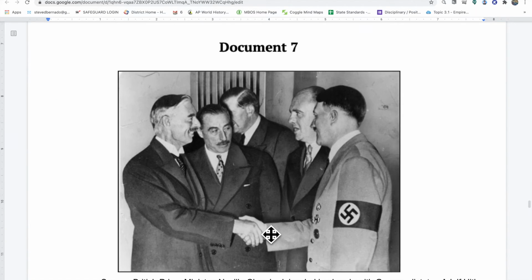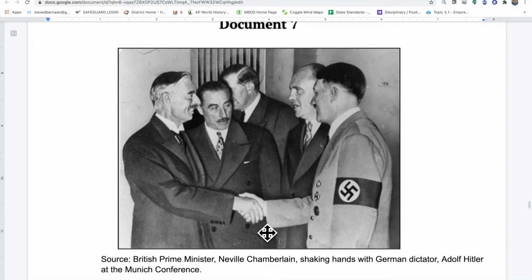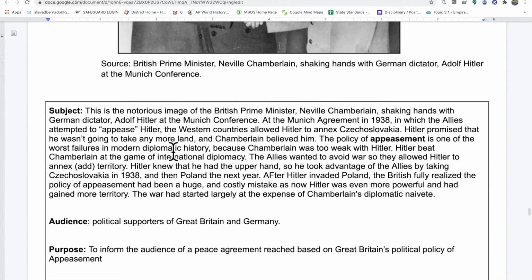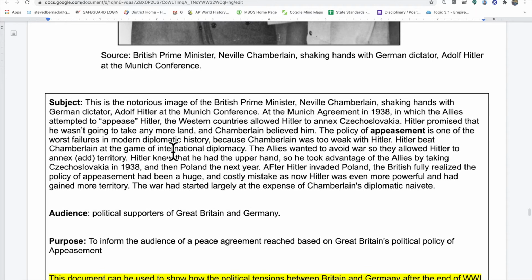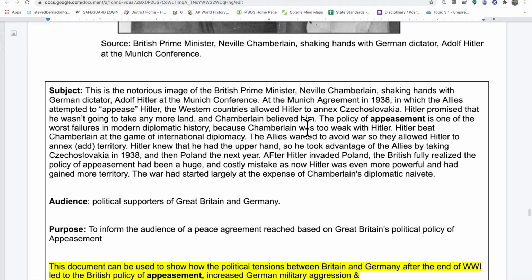Finally, in document 7, the famous Munich conference where Neville Chamberlain and Adolf Hitler shake hands. And what's going on here? Well, this is the notorious image of the British Prime Minister Neville Chamberlain shaking hands with German dictator Adolf Hitler at the Munich conference. At the Munich Agreement in 1938, in which the Allies attempted to appease Hitler, the Western countries allowed Hitler to annex Czechoslovakia. Hitler promised that he wasn't going to take any more land, and Chamberlain believed him.